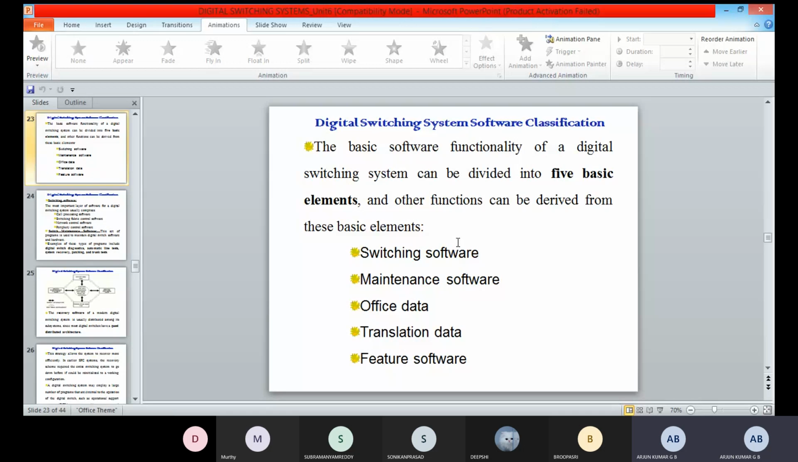Okay, first, initially you should take that we have five basic classifications. The first one is the switching software, then maintenance software, office data, translation data, and feature software.